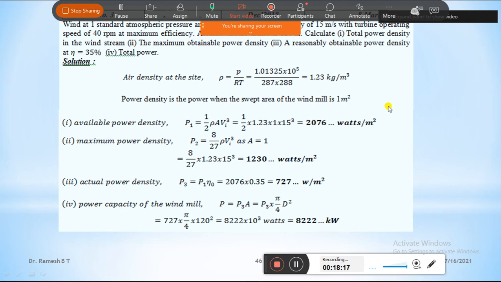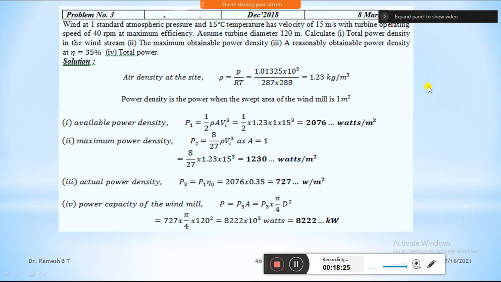So this is the third problem. It is a December 2018 question paper problem, and this problem was asked for 8 marks. The problem statement is: the wind at 1 standard atmospheric pressure, and the temperature is 15 degree centigrade, and the velocity is 15 meter per second.